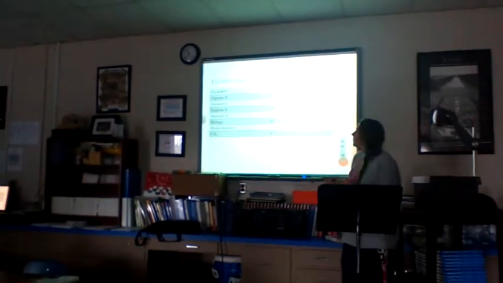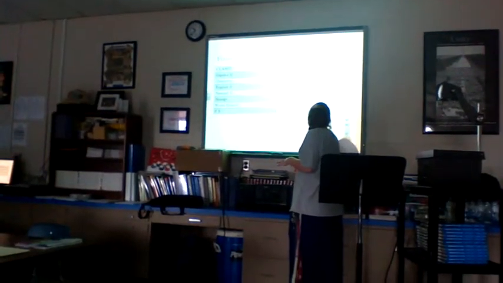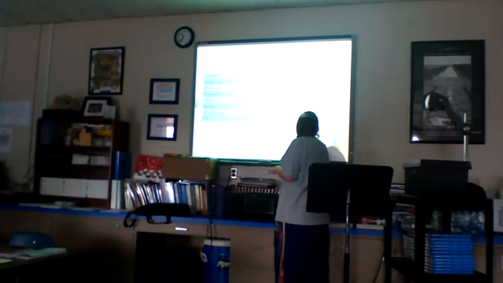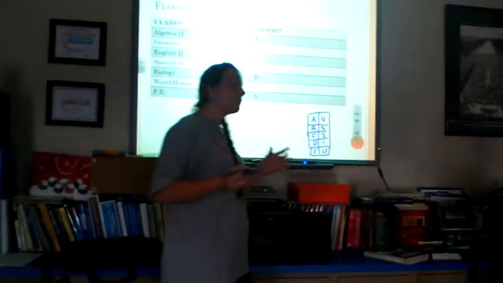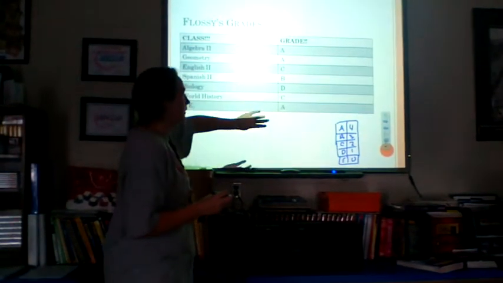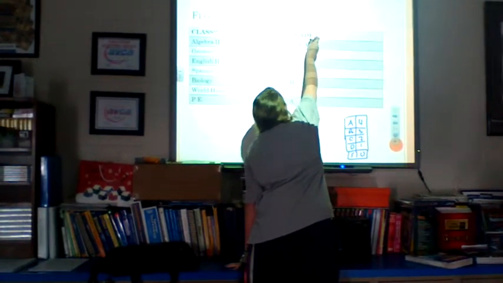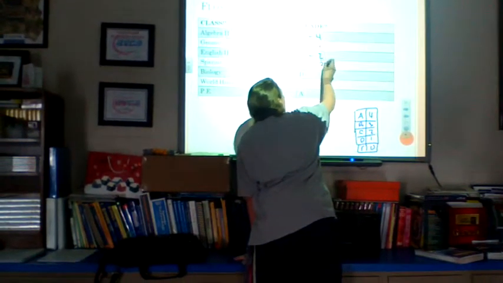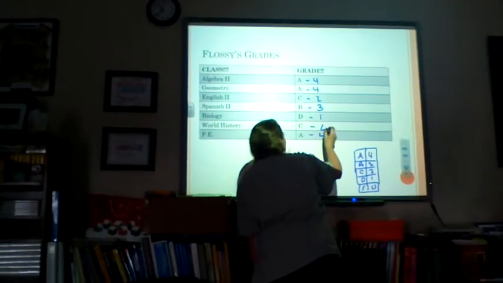Okay, so we're going to do an unweighted, so that means your scale is going to be your A's will be a 4, B's a 3, C's a 2, D's a 1, and F's a 0. Okay? So now you're just going to put the value you decided next to your grade. So this A will be a 4, this A will be a 4. Your C will be a 2, your B will be a 3, your D will be a 1, C will be a 2, and your A will be a 4.